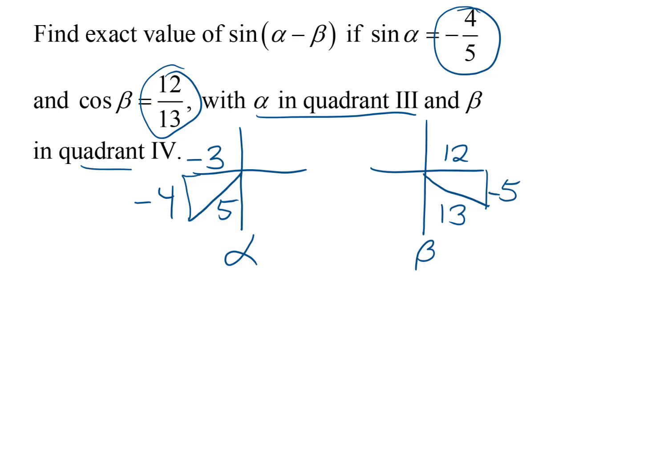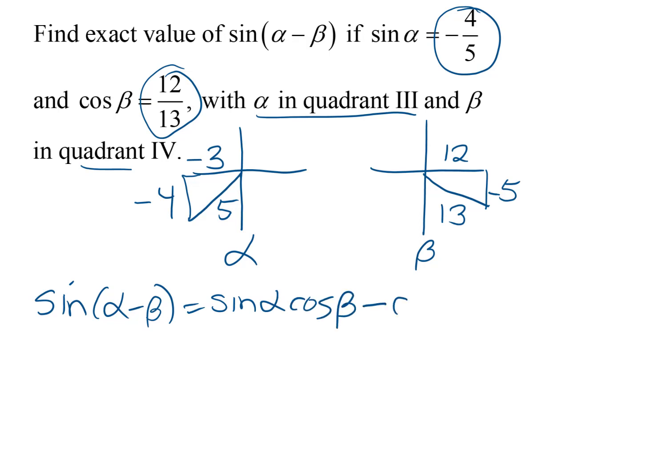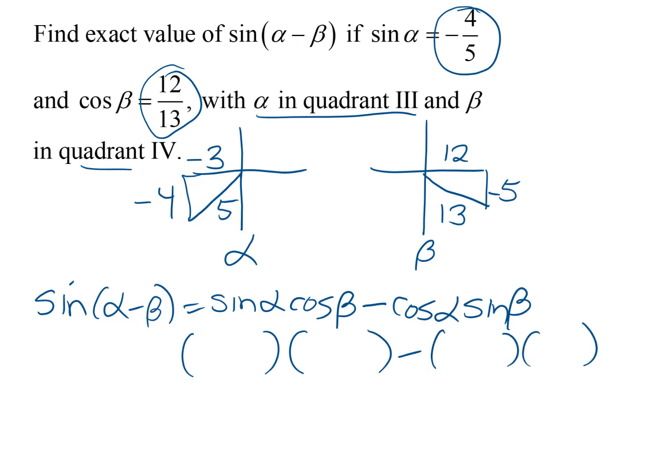All right, let's go ahead now and write out the difference formula for sine. We got sine of alpha minus beta. That's going to be sine of the first angle, cosine of the second angle, minus cosine of the first angle, sine of the second angle. Plugging in our various pieces by looking at the triangles, sine of alpha is opposite, -4 over hypotenuse. Cosine of beta, going to the beta triangle, we got adjacent 12 over hypotenuse.